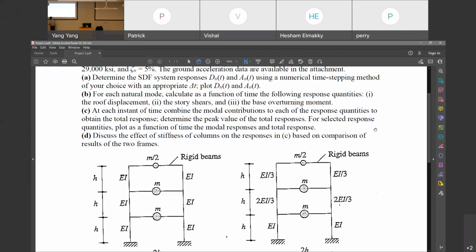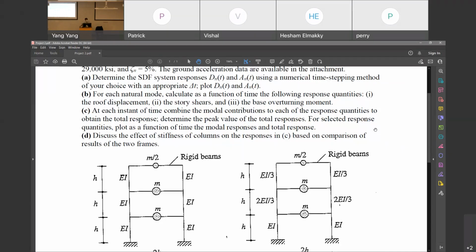Are we using both diagrams? Yeah, those are the 2 different structures, and I require you to compare these 2 different structures. The only difference between the 2 structures is the distribution of the stiffness. You can see here, right? This one, each level has the same rigidity, but in this one the bottom has a higher rigidity and the top has a smaller rigidity. You just do both of them and compare the results in the last item, item B.